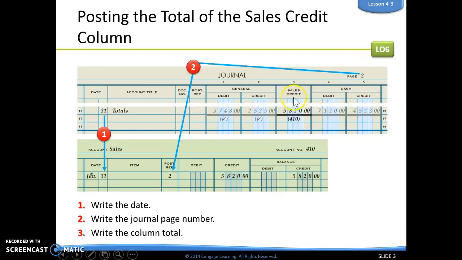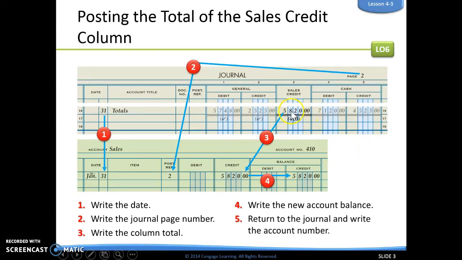Now, this is a credit. When we look at this, notice it's labeled as a credit. So we're going to post that as a credit. And then we find our new balance, which will simply be that same number as a credit. Our last step is to bring our account number to our journal page. Now, since we don't have a column for this for our post reference, we're simply going to write that account number underneath that total in parentheses, showing that we have posted that number to our sales account.